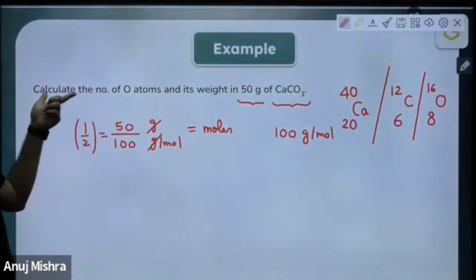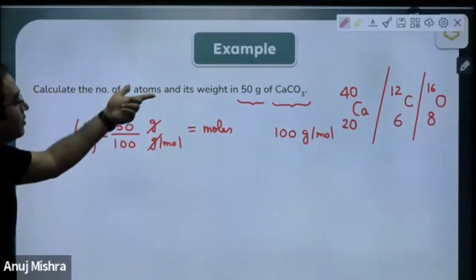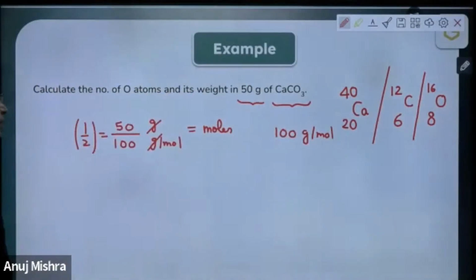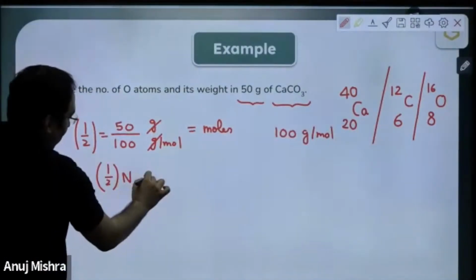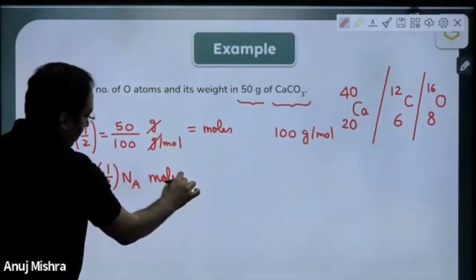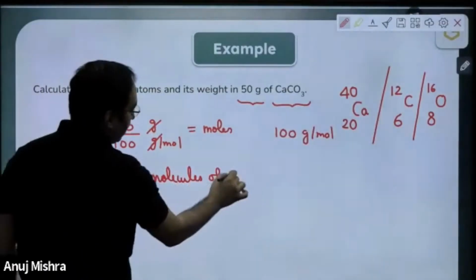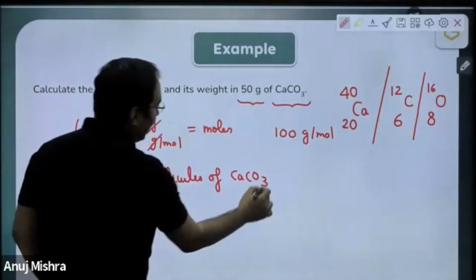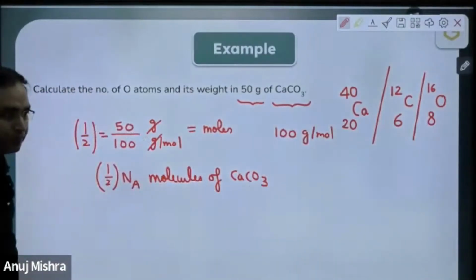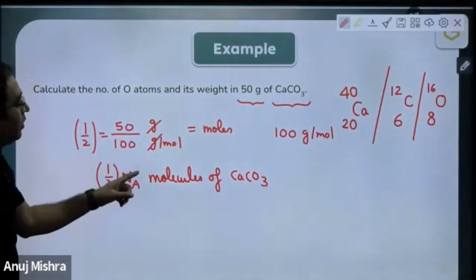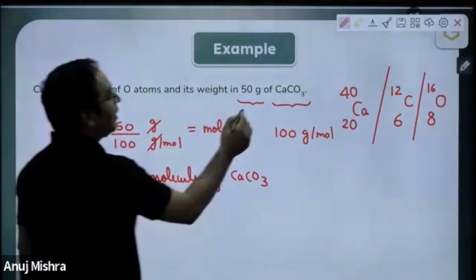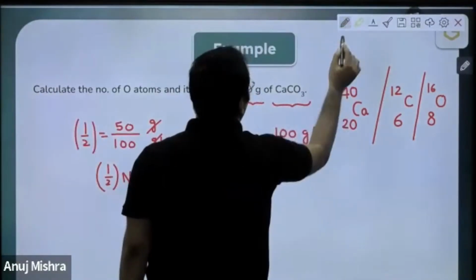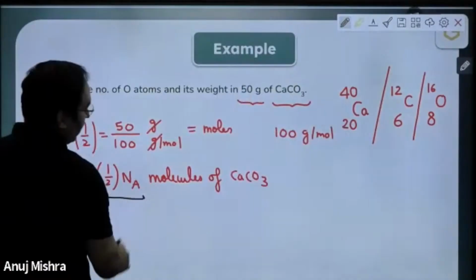Half mole. Calculate the number of oxygen atoms and its weight in 50 grams of calcium carbonate. So you have half mole of this. Half mole means how many molecules? Can we say half into Na molecules of CaCO3? Na is Avogadro's number. Yes, 3 by 2 Na atoms. 3 by 2 Na atoms, right? So how many calcium atoms will be there? 1 by 2 Na, you have done it. 1 by 2 Na molecules you have.